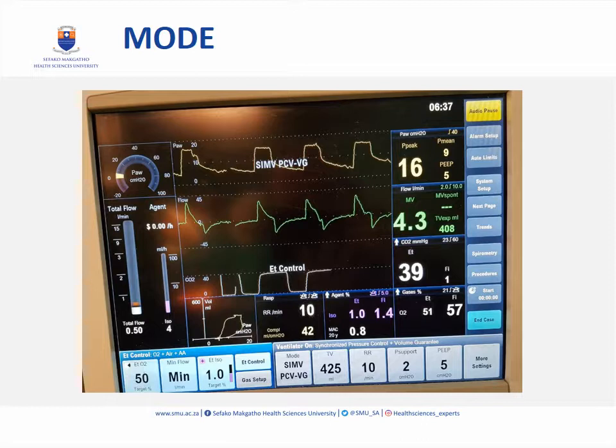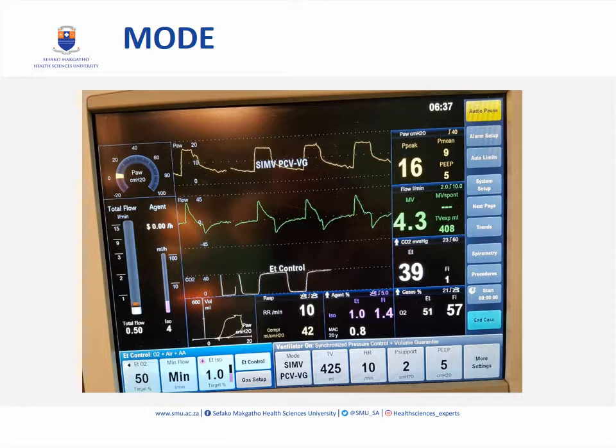It's the best of both worlds, and you don't need to keep on adjusting the pressures to get your desired tidal volume. One more thing to note in this picture is that you can see that the mode of ventilation is named SIMV PCV VG. So the PCV VG we understand, it's pressure control with volume guarantee, but the SIMV that is in front of the PCV stands for synchronized, intermittent, mandatory ventilation. So what does this mean?